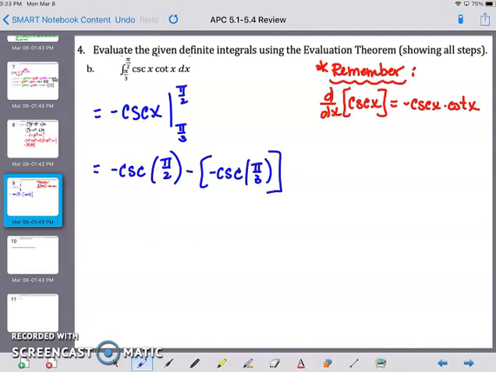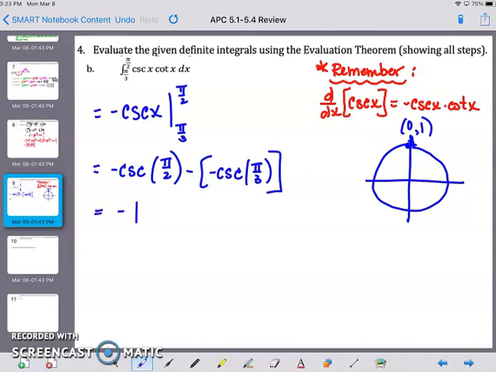And keep in mind, cosecant is the reciprocal of sine. Pi over 2 and pi over 3 are both known locations on the unit circle, right? So pi over 2 is the top of the circle. If I think about the unit circle and the top of the circle, the ordered pair right here is (0, 1). So the sine is 1. Therefore, the cosecant would also be 1 because the reciprocal of 1 is 1. So this ends up being negative 1.